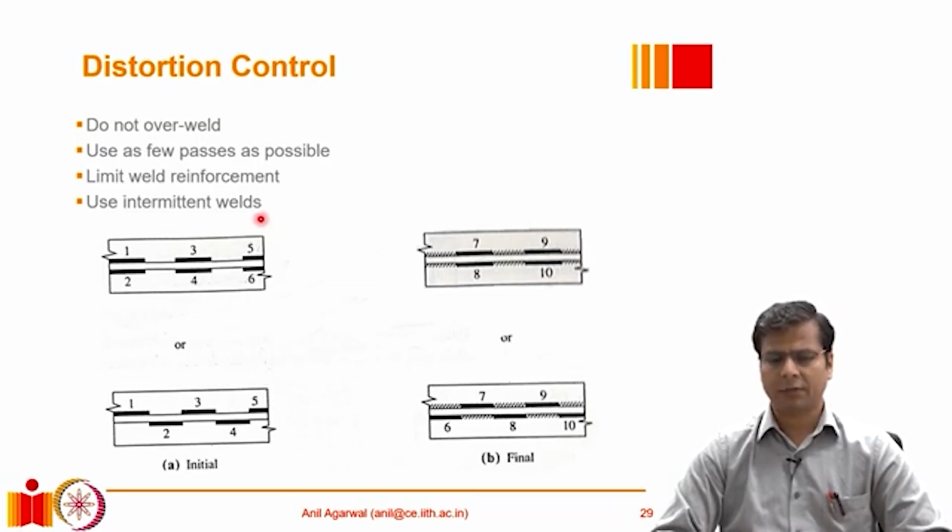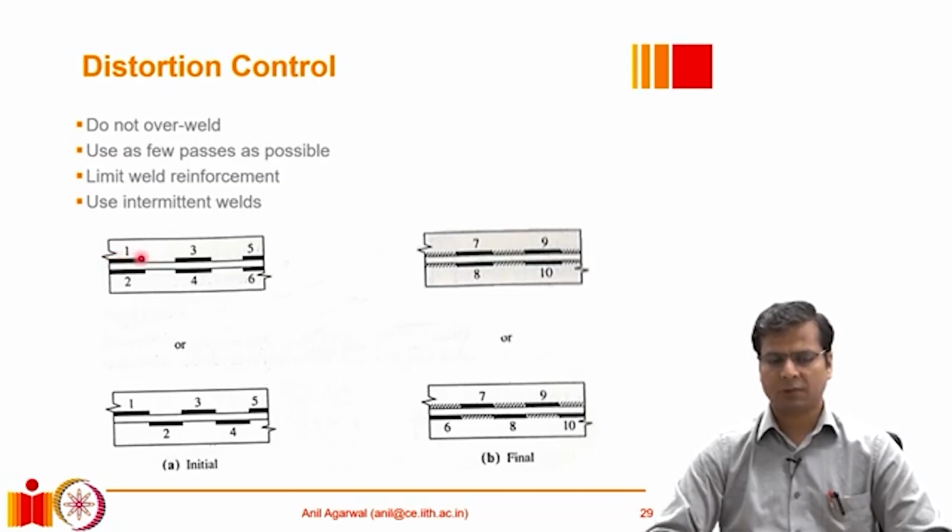However, in addition to that, another technique that can be employed in such a situation is called using intermittent weld. So for example, I have this plate and I want to weld this plate. This is basically a plate that is in the plane outside of the board. So these two plates need to be welded.